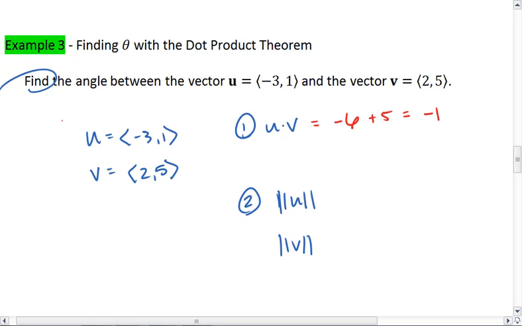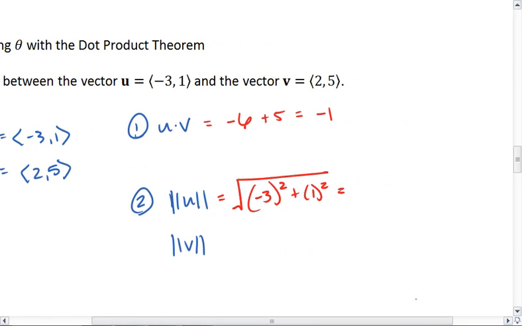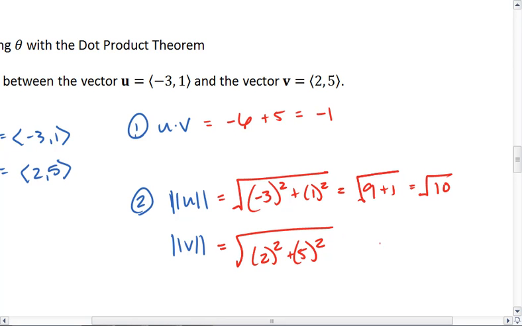Okay, next we're going to find the magnitude of u. Remember, this is the distance. We use Pythagorean theorem, so we take negative 3 squared plus 1 squared, which is 9 plus 1. We take the square root of that number, so we get the square root of 10. For the magnitude of v, we're going to take 2 squared plus 5 squared, take the square root of that number, which gives us the square root of 4 plus 25, that's the square root of 29.